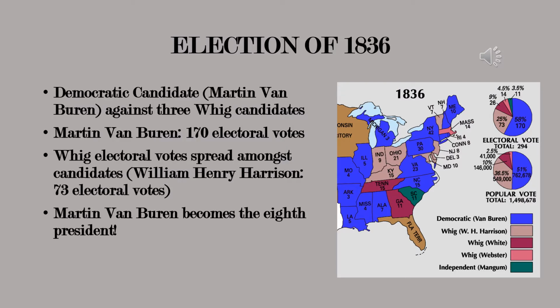The election of 1836 is going to come after Andrew Jackson's 2 terms as president. So this election is different because you're going to see the Democratic Party run their candidate, Martin Van Buren, who was also Andrew Jackson's vice president, against 3 Whig candidates.